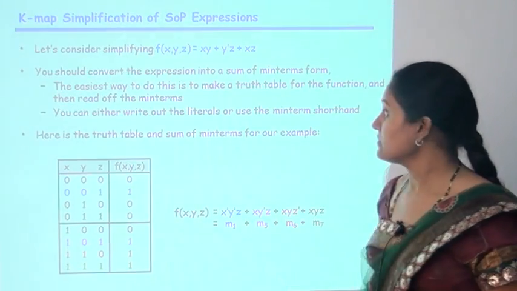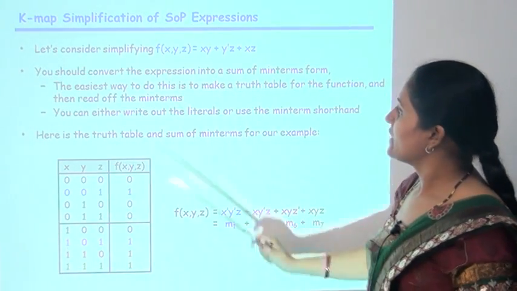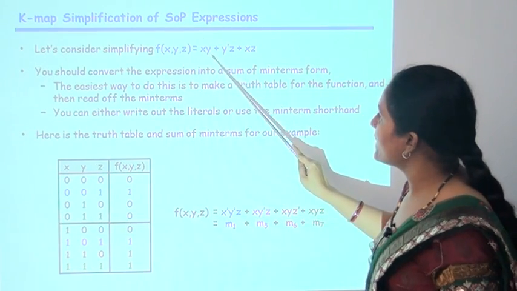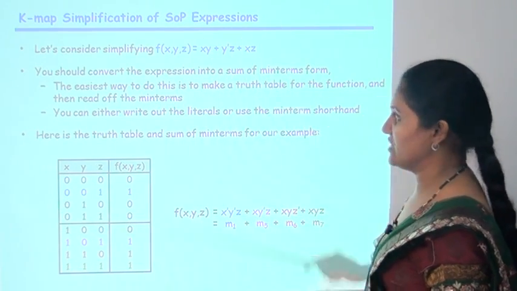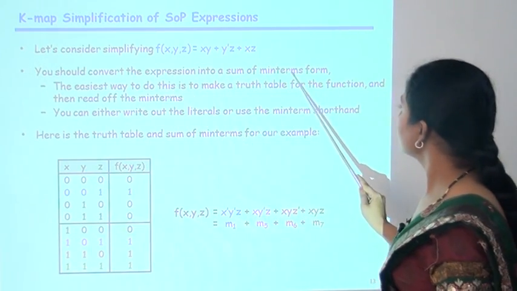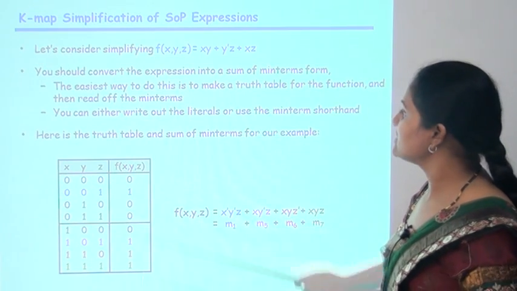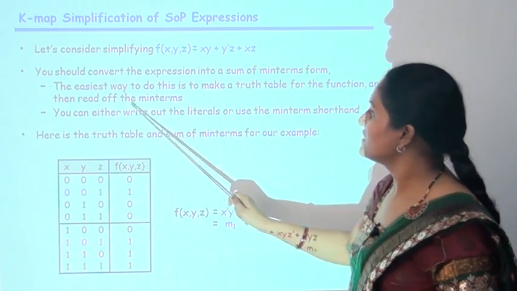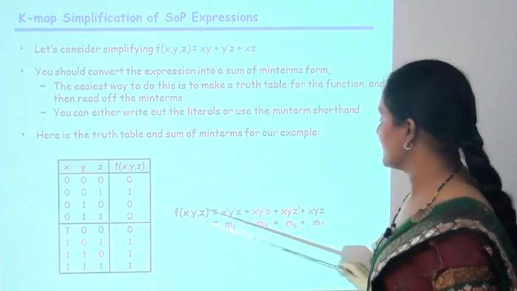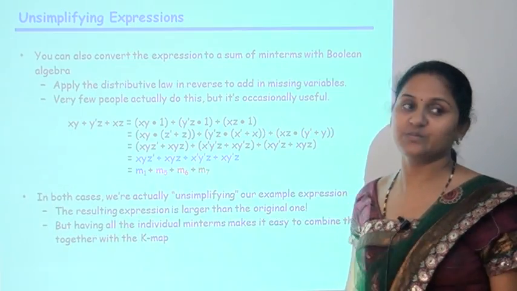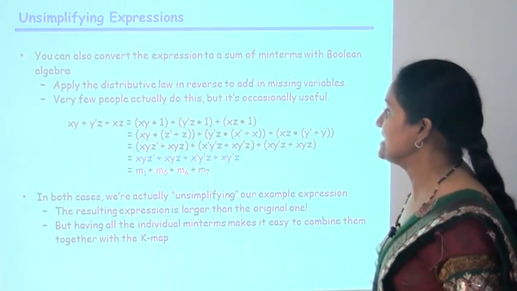So let's take this example. Okay, let's consider simplifying the function xy plus yz plus xz. We should convert the expression into a sum of minterms form. This is easiest by taking the truth table for the function and then reading the minterms. Doing this with a truth table is easy, but we will find it even easier with the K-map, because we have now learned how to read it.